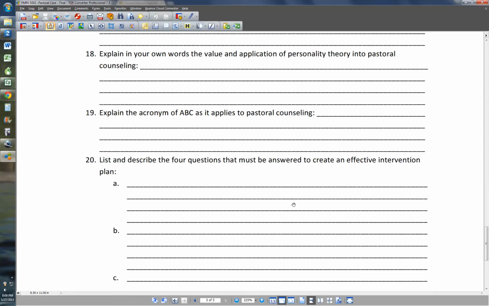Their B is behavior. That means either they're going through some kind of behavioral problem, and then C is cognition. They're not thinking about things right. They're troubled in their mind, right?